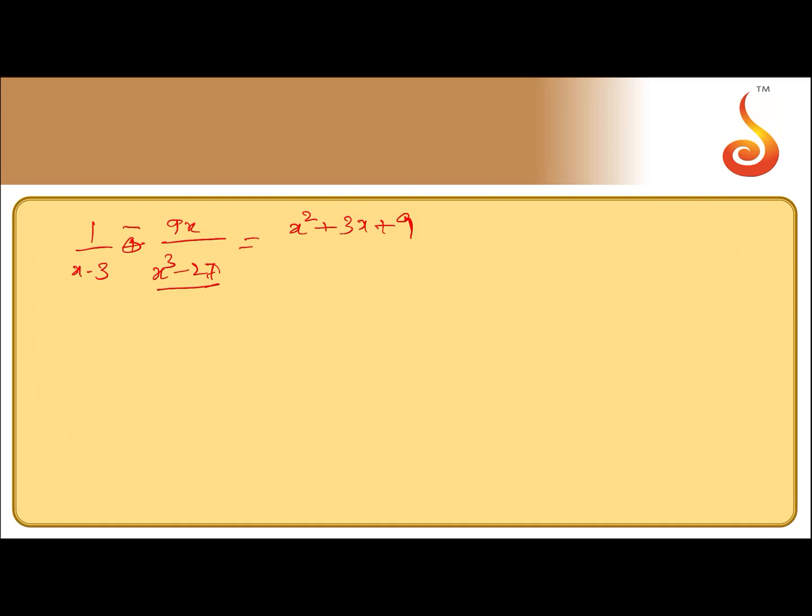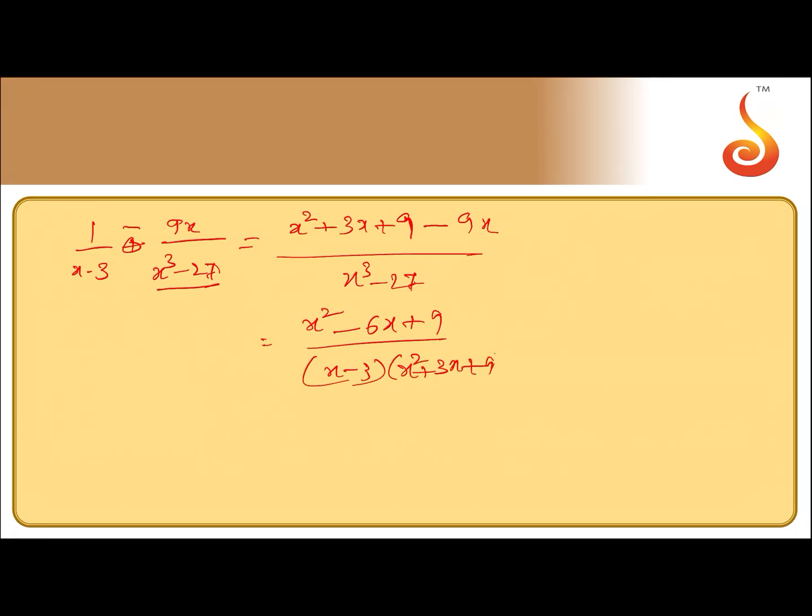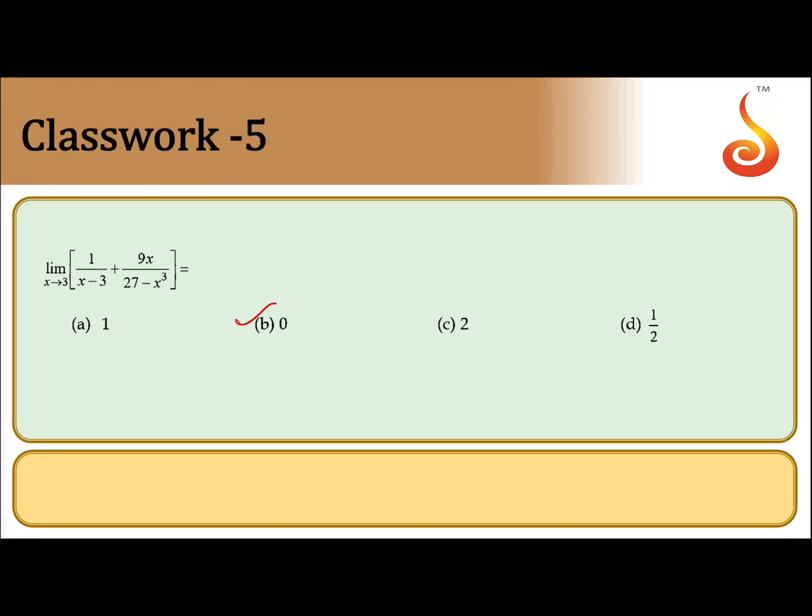So plus 9 and minus 9x divided by x cube minus 27. And that simplification gives us x square minus 6x plus 9 divided by x minus 3 multiplied by x square plus 3x plus 9. The numerator is x minus 3 whole square, divided by x minus 3 multiplied by x square plus 3x plus 9. As x tends to 3, one factor gets cancelled and the numerator is 0. 0 by something is equal to 0. So the answer for the problem is 0.